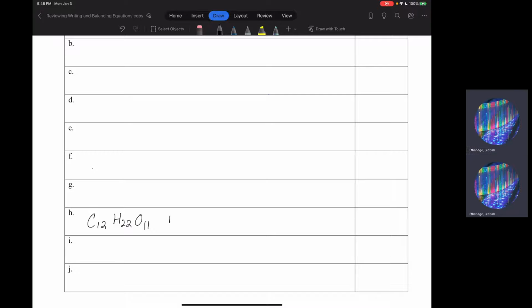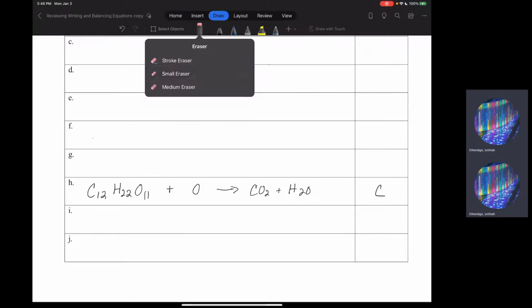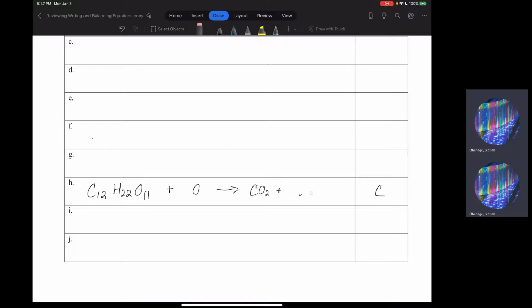O11 goes through combustion. So combustion is going to be a hydrocarbon in the presence of oxygen that yields carbon dioxide and water. Okay, I'm going to put a C here for combustion. I should probably give myself a little bit more space just in case I need to add a ton of coefficients. So H2O. All right, so hopefully you guys remember the rules. I'm going to write them down here at the bottom of the sheet.